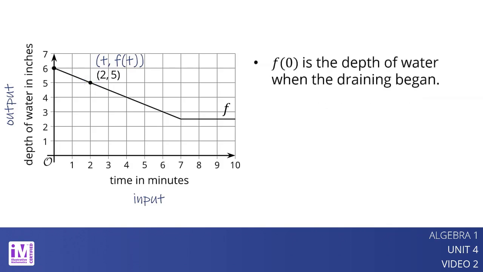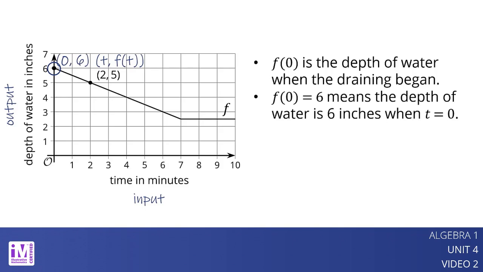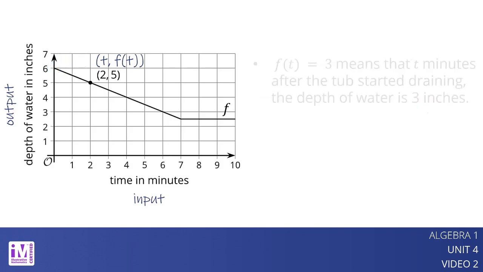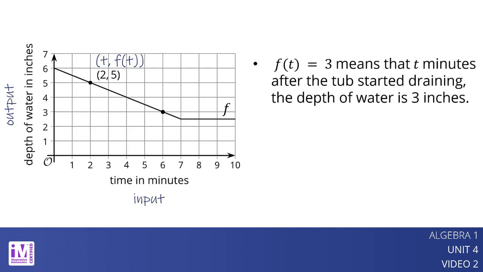f of 0 gives the depth of the water when the draining began, when t equals 0. The graph shows the depth of water to be 6 inches at that time, so we can write f of 0 equals 6. f of t equals 3 tells us that t minutes after the tub started draining, the depth of the water is 3 inches. The graph shows that this happens when t equals 6.